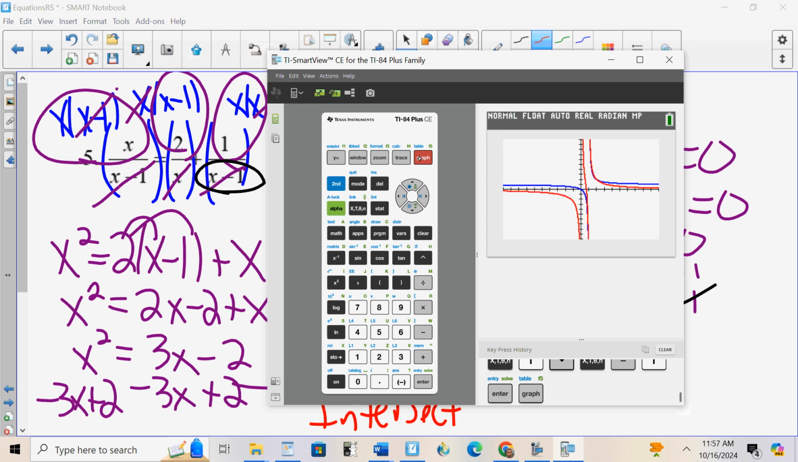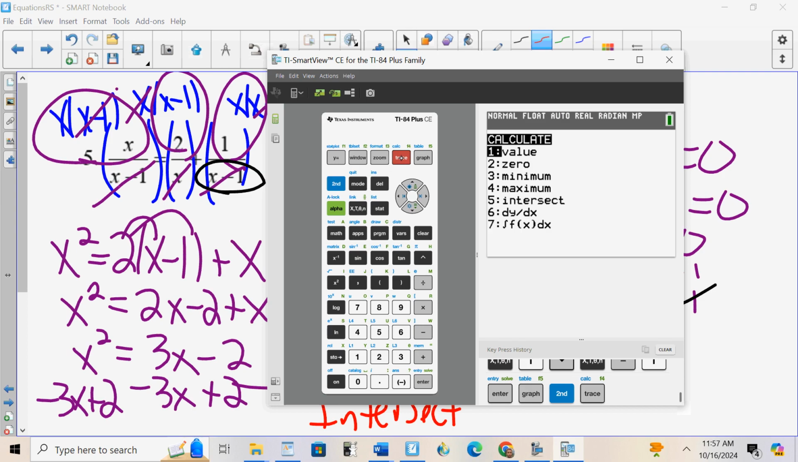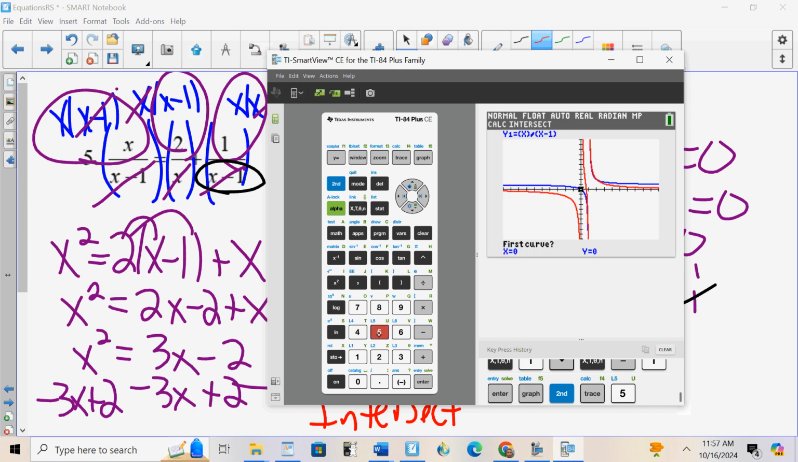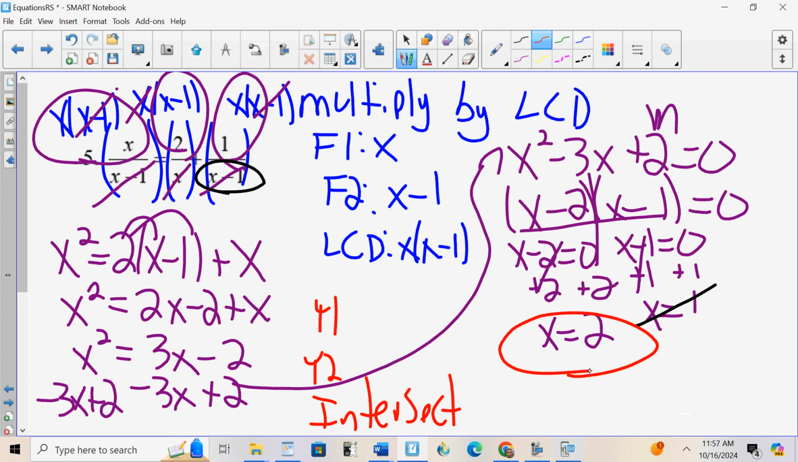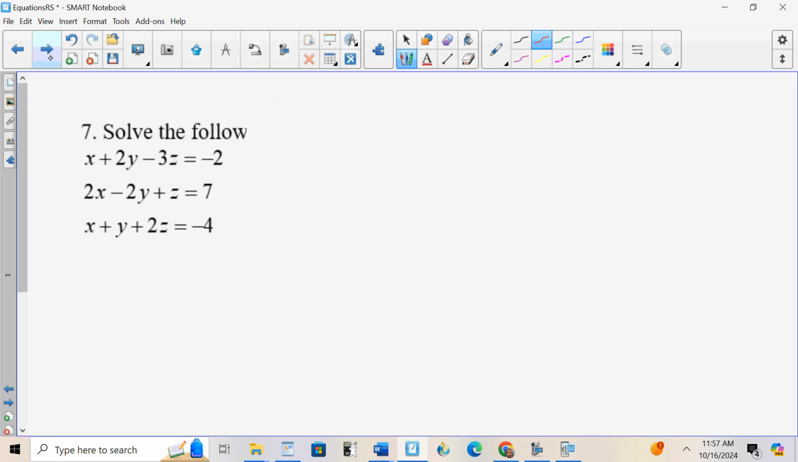It looks like it's hitting in 2 spots. Second trace. Intersect. It looks like it's hitting around here. Enter, enter, enter. It jumps over there, which means it didn't hit over there. X value, X value, X value. X is 2. So the answer comes from there as well. Again, you're getting full points for doing the algebra, getting half points for doing the calculator trick. I'd rather have the full points, but I'd rather have something rather than nothing.